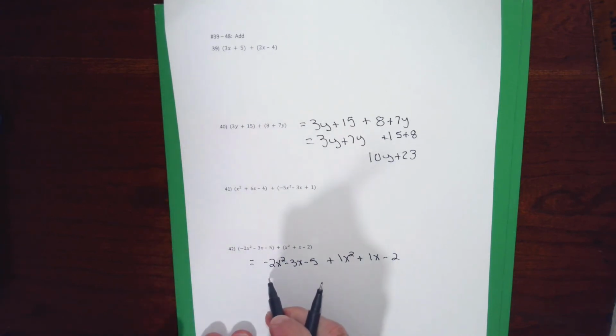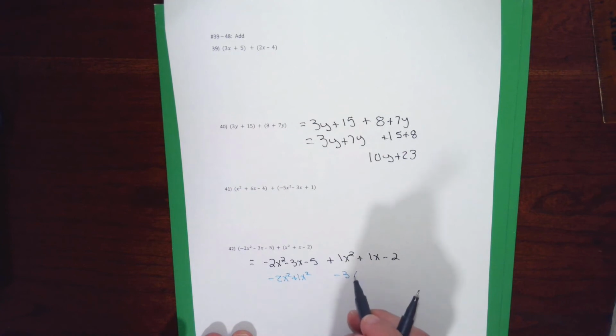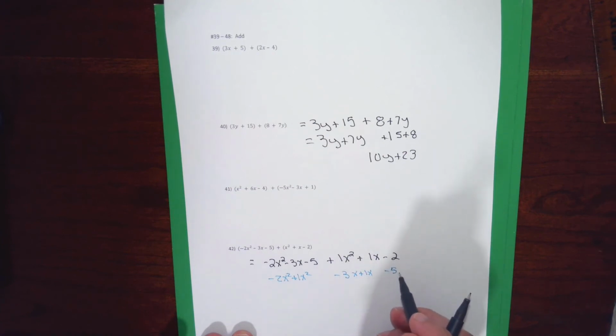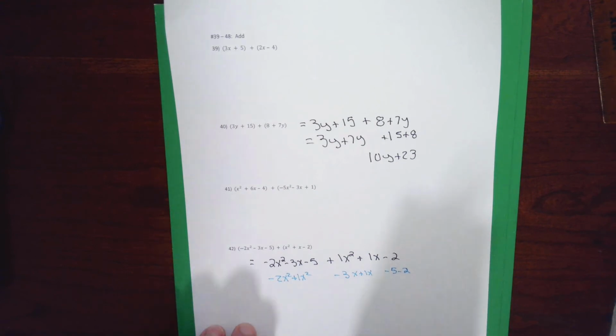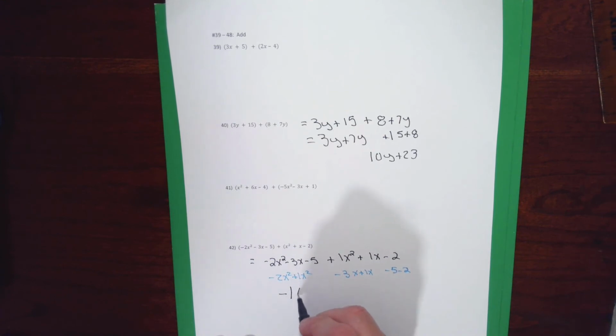So now I'm going to combine the negative 2x squared plus the 1x squared. I'm going to combine the negative 3x plus the 1x. I'm going to combine the minus 5 and minus 2. If the coefficients have opposite signs, you subtract and take the sign of the larger. This first one, the coefficients have opposite signs. I subtract negative 2 minus plus 1 is going to be negative 1, and I leave the x squared.